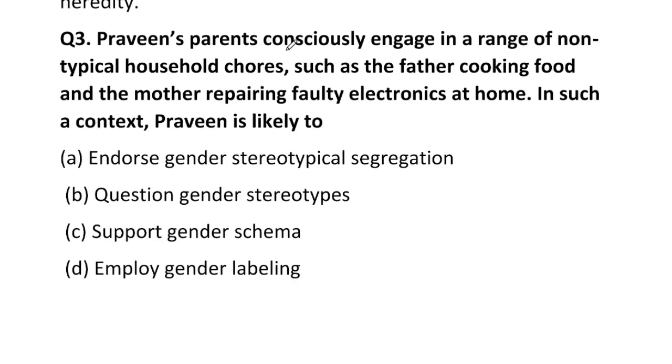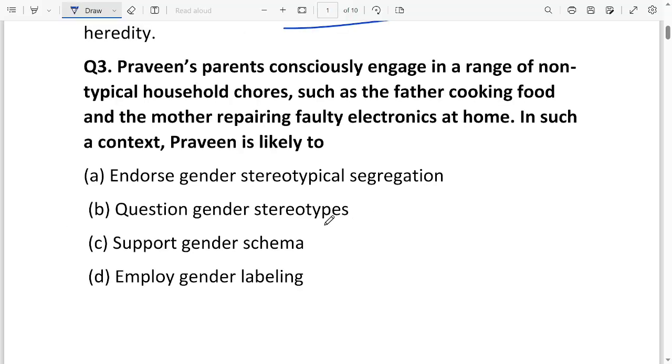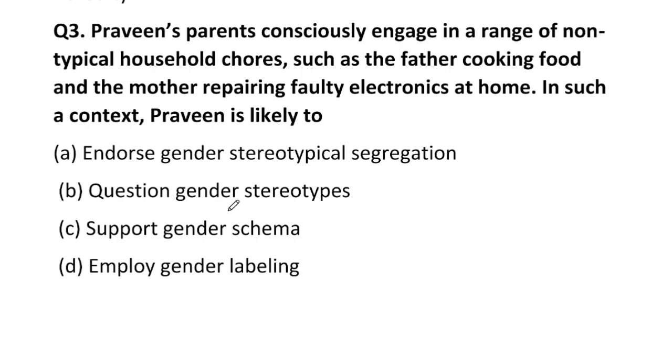Got it? Then, Robin's parents consciously engage in a range of non-typical household chores, such as the father cooking food and the mother repairing faulty electronics at home. In such a context, Robin is likely to, as you know, mothers are housewives who do household work like cleaning or cooking, and fathers do marketing, jobs outside, or repairing faulty electronics. But here is the alternative. So, what is likely? Endorse gender stereotypical segregation. Endorse means like support. Stereotypical segregation, question gender stereotypes, support gender schema, employ gender labeling.